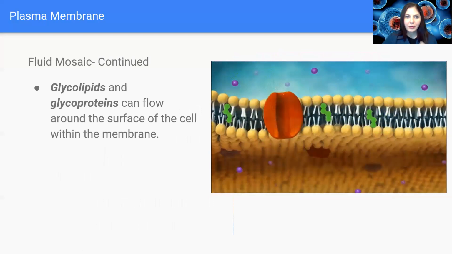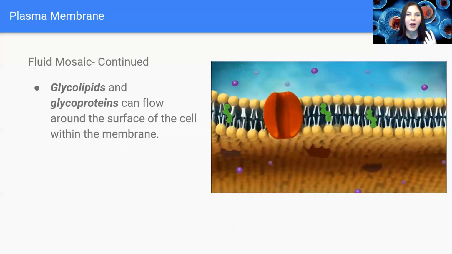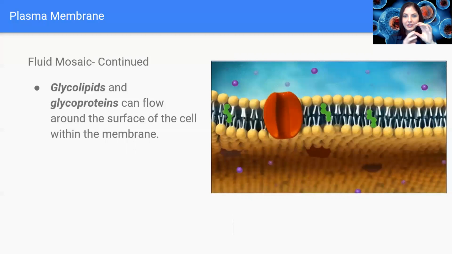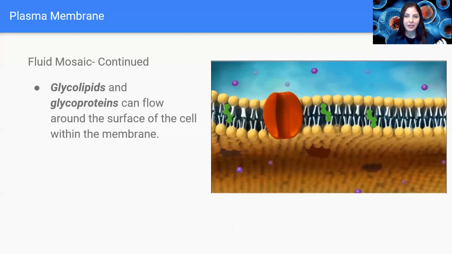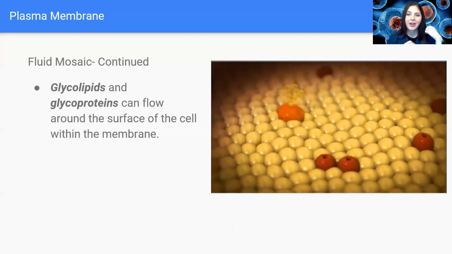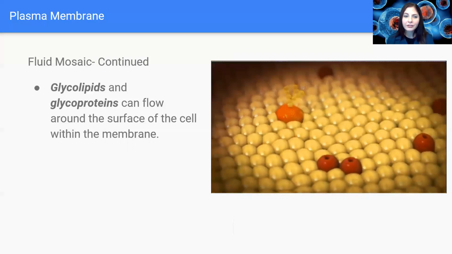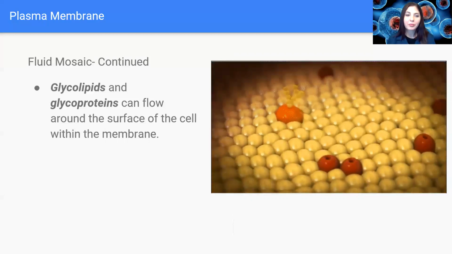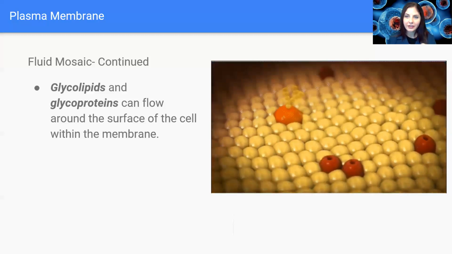So as far as other components of that plasma membrane, we have glycolipids. Now, if you break that apart, glyco is going to be referring to carbohydrates. So this is a combination of lipids and carbohydrates that have formed this glycosidic bond. And then we also have glycoproteins, which is the same concept, except now we have our carbohydrate that is attached to our protein. And this can flow around the surface of the cell, as well as traverse the membrane itself. Now these glycoproteins actually play a very important role in cellular communication.